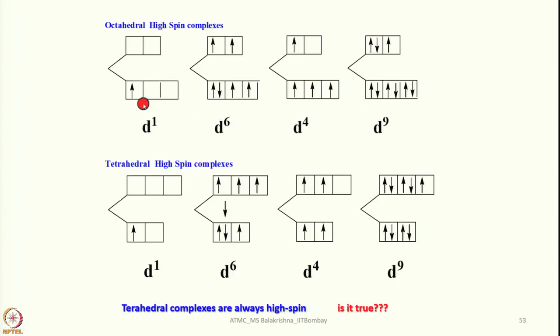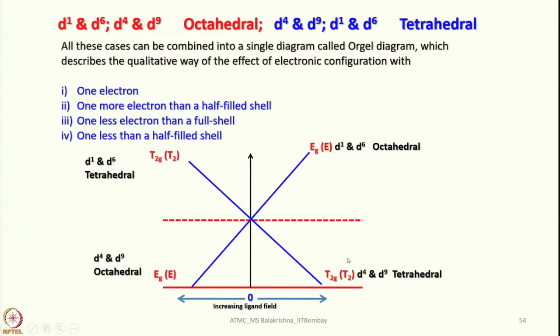Now, let us look into all electronic configurations with similarities: D1, D6, D4 and D9. Remember, we are considering only high spin complexes in all the cases, whether tetrahedral or octahedral, from D1 to D9. So, now D1, D6, D4, D9 for tetrahedral and octahedral is given here. Tetrahedral complexes are always high spin, is it true? Yes. There may be exceptions in some cases, let us not worry about this at this juncture.